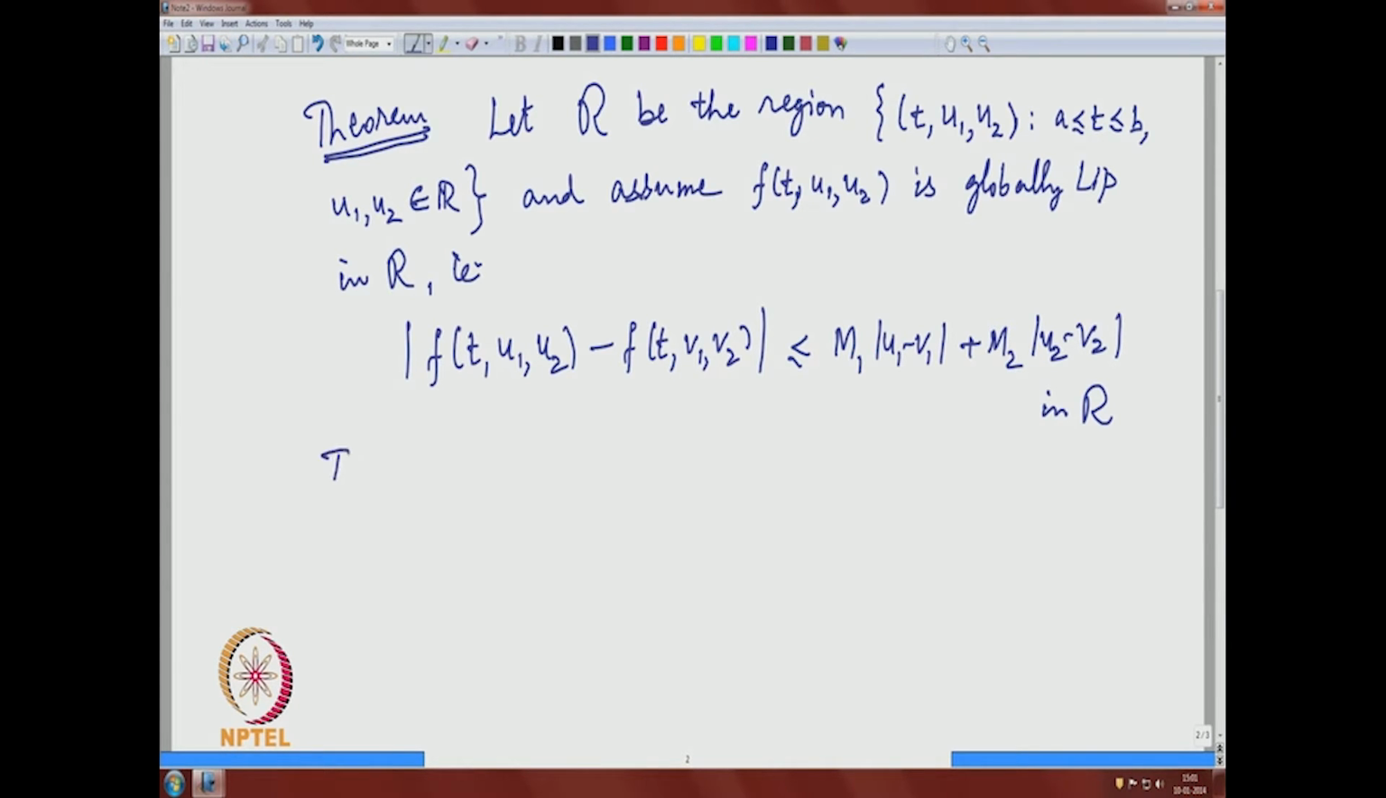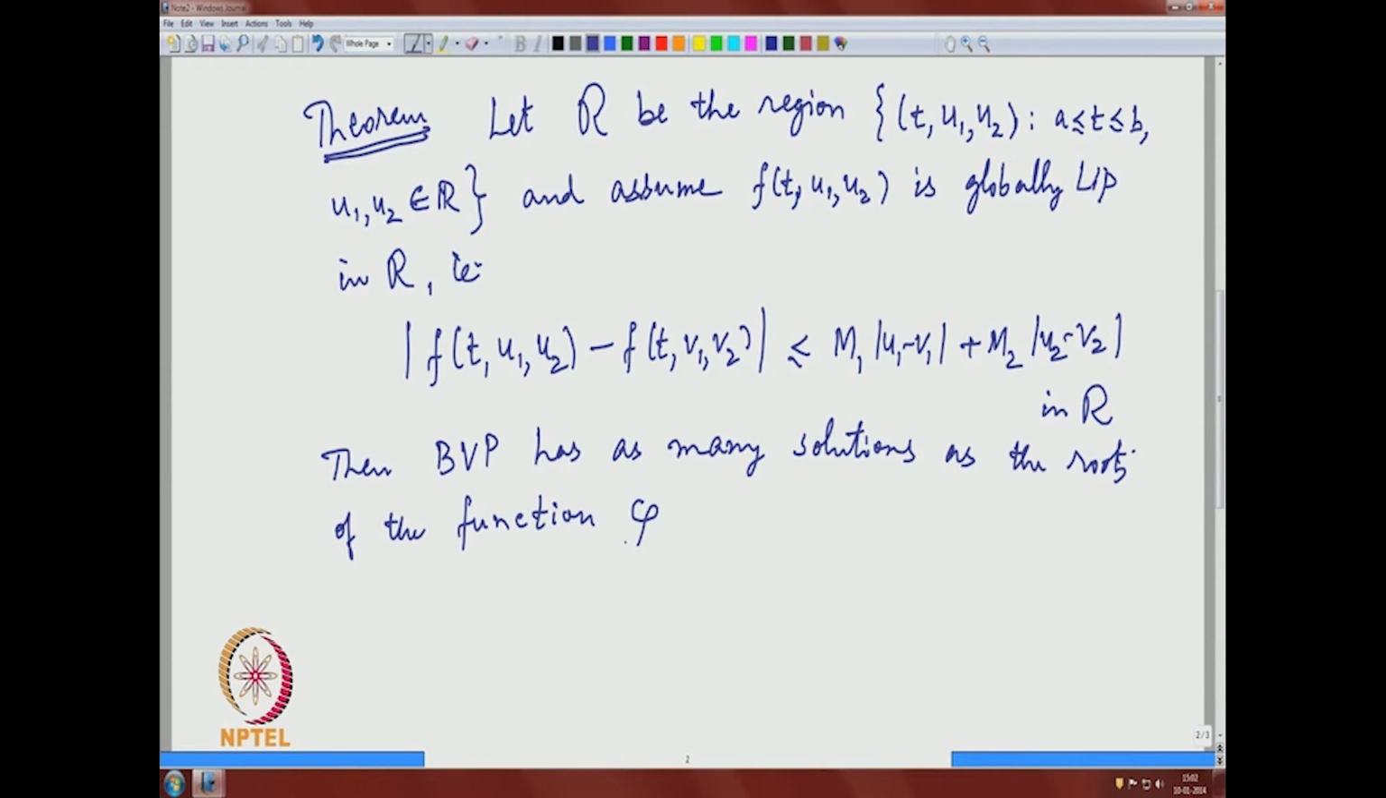So, then the BVP has as many solutions as the roots of the function phi. So, for every root of this function phi, you get a solution of the boundary value problem. Okay. So, remember what phi is.